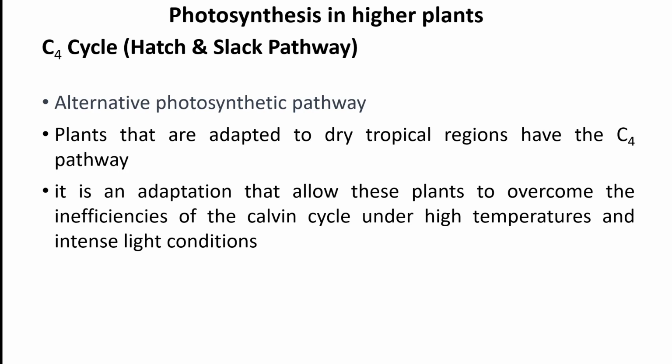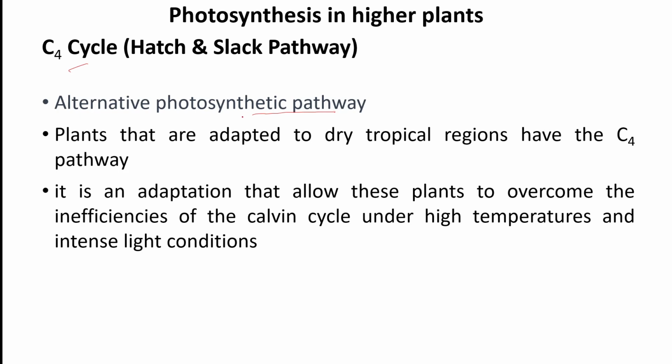I've already told you that the C3 cycle under certain conditions is less efficient. So what happened? Plants residing in tropical areas or in arid, or you can say semi-arid, regions have some adaptation, and that adaptation of the C3 cycle is known as the C4 cycle. So here I have written that the C4 cycle is the alternative photosynthetic pathway, alternative to the C3 cycle.